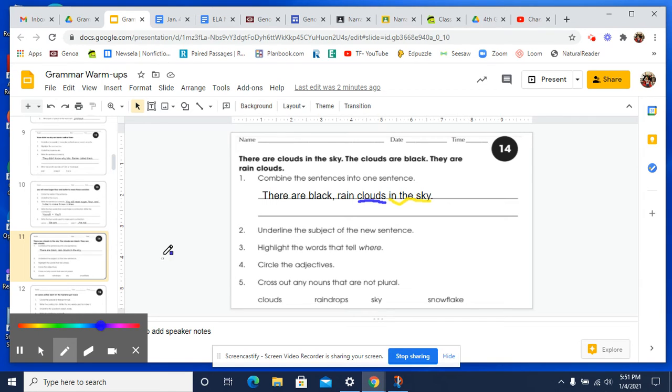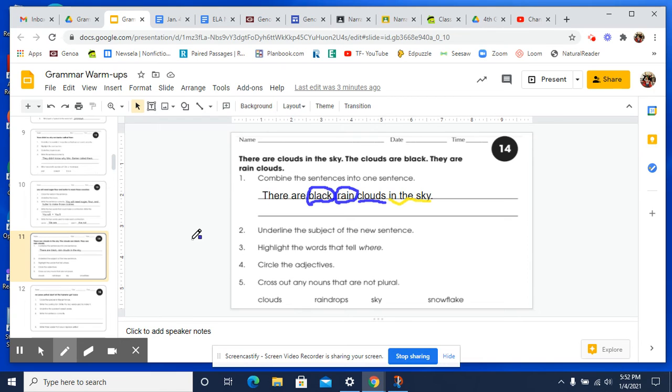Okay, adjectives. We've been working a lot with adjectives. I hope you remember what they are. Adjectives describe nouns. Well, our noun, our only noun, no, actually two nouns. We have clouds and sky. Did they describe the sky at all? No, I just said the clouds were there. But they did describe the cloud. How did they describe the cloud? They said that it is black, so we need to circle black, and said that they were rain clouds. So we need to circle rain. We have two adjectives, black and rain.